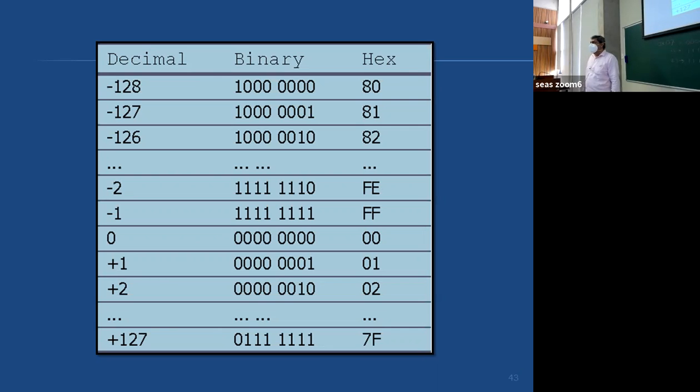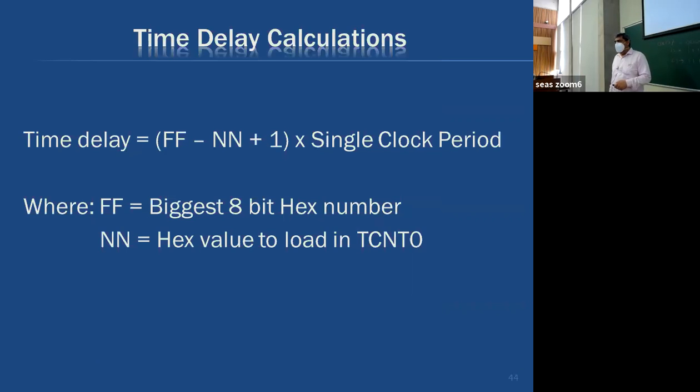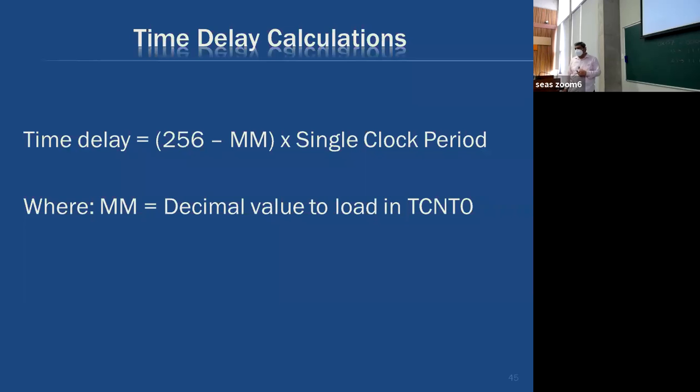Clear? Now, if I want to run timer 0 in the normal mode for only one clock cycle, for only one clock cycle, all right, what will I do? I use this equation. Time delay equals FF minus NN plus 1 into single clock period. Fine. I want to run it for only one clock cycle. And if you like decimal, this is the number. Time delay of 1.